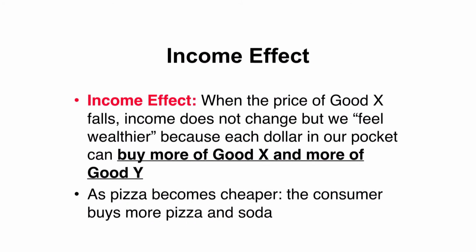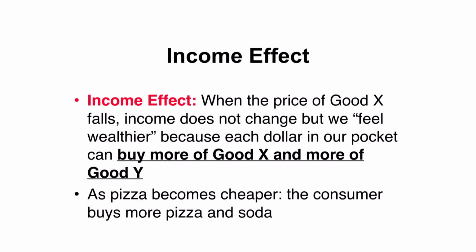So now we want to think about, if the price of pizza changes, what does that mean for our consumption of soda? In our example, we still consumed only 1 can of soda. But if we think about it in a general sense, there are 2 possible effects that can take place. The first is what we call the income effect. What this tells us is that if the price of good X falls, people's income or budget does not change, but in a way we feel wealthier.